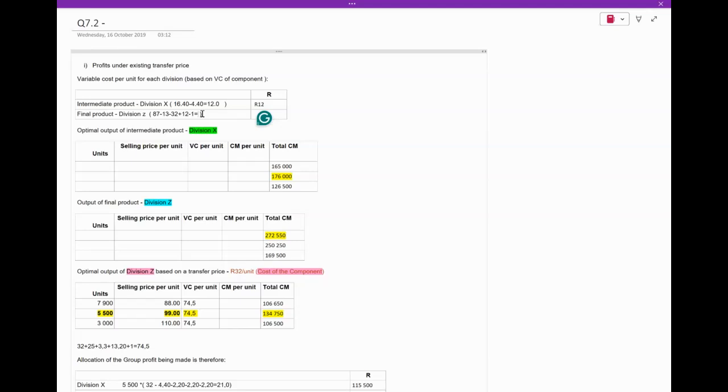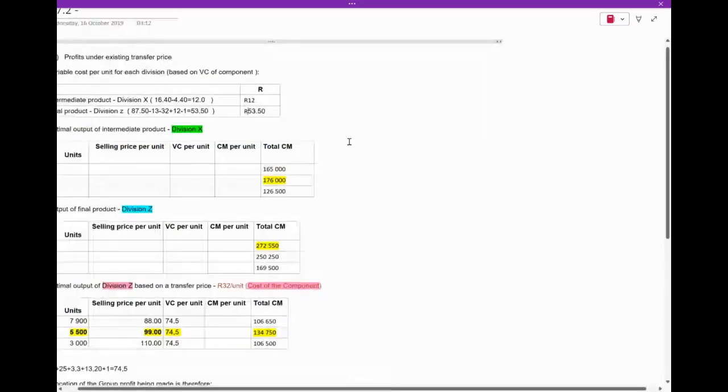Okay, right. So let's see now. Oh, sorry, this should be 87.50. Forgot the 50 cents there. So here there's also a 50. Okay, so now we have our variable costs.